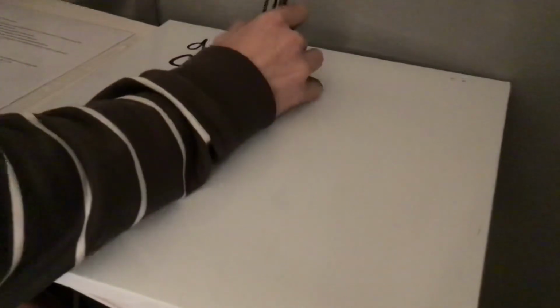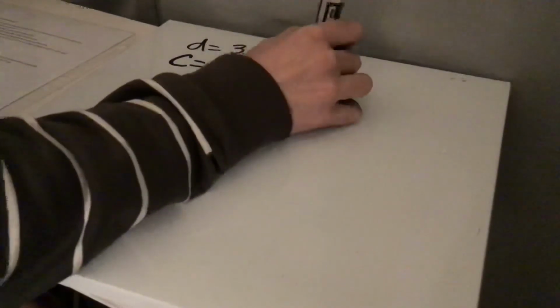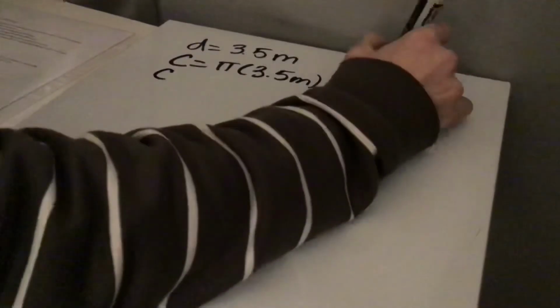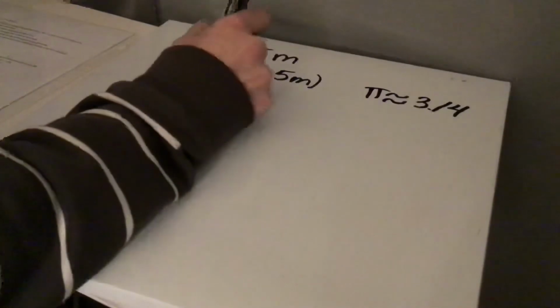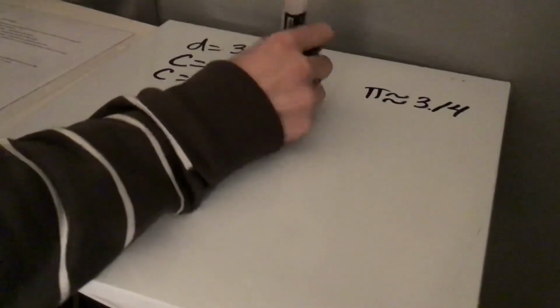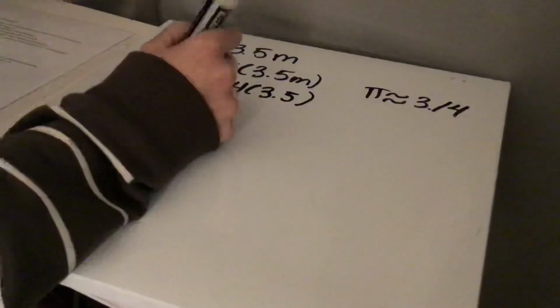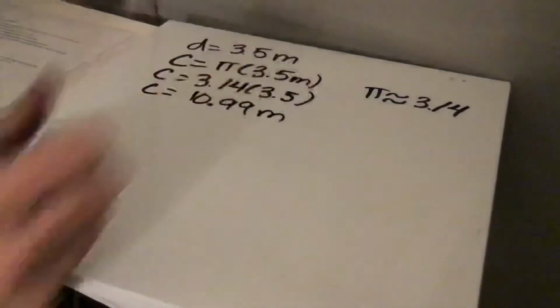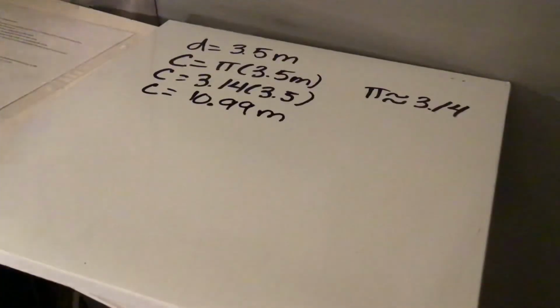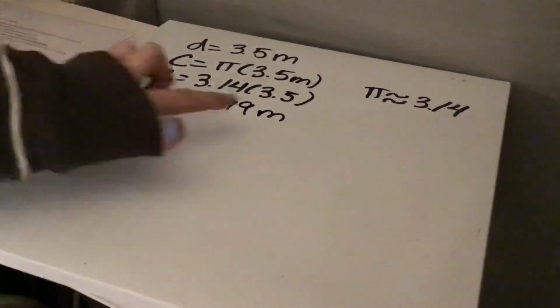All right, so if we have a diameter of 3.5 meters, then our circumference is pi times 3.5 meters, and we're going to use pi as about 3.14. So we would do 3.14 times 3.5. And we're going to get the circumference of this circle is 10.99 meters. And it's just singular units. Okay, so whatever the diameter is measured in, that's the units of the circumference.